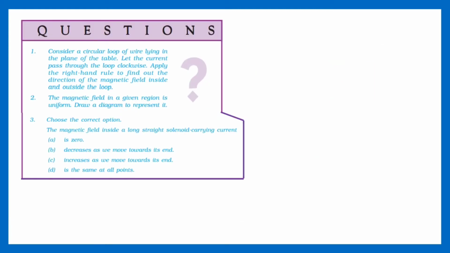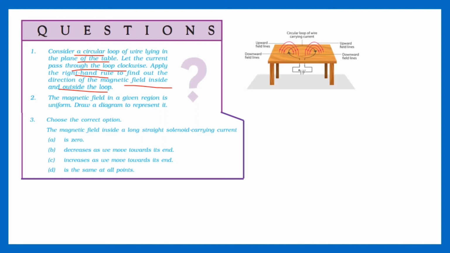Here are some questions. Let me answer these questions for you. The first one is, consider a circular loop of wire lying in the plane of the table. Let the current pass through the loop clockwise. Apply the right hand thumb rule to find out the direction of magnetic field inside and outside the loop.